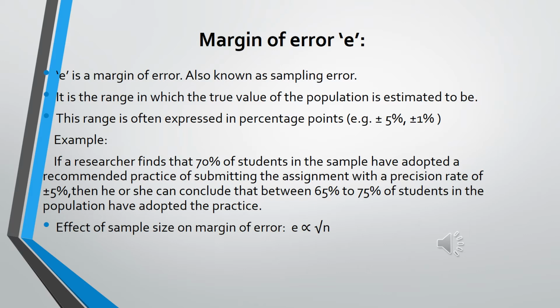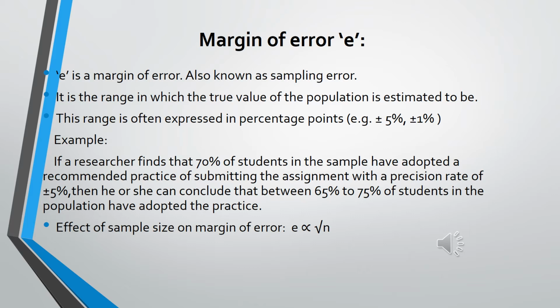For example, if a researcher finds that 70% of the students in the sample have adopted a recommended practice of submitting the assignment with a precision rate of plus minus 5%, then he or she can conclude that between 65% to 75% of the students in the population have adopted the practice.